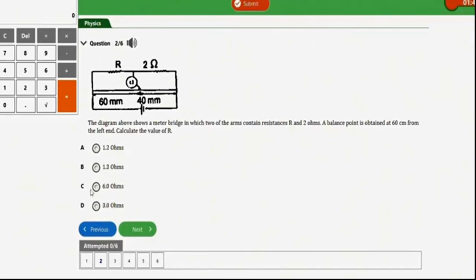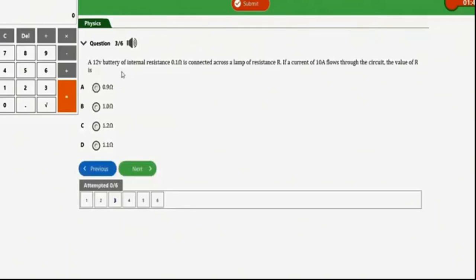Okay, so the next repeated question will be this question. It says a 12-volt battery of internal resistance 0.1 ohm is connected across a lamp of resistance R. If a current of 10 ampere flows through the circuit, the value of R is what? Now basically when you are dealing with internal resistance and voltage, the voltage here is the EMF, electromotive force. So we're going to have it to be E equals, this is the formula we're going to apply, current times the resistance plus internal resistance r.